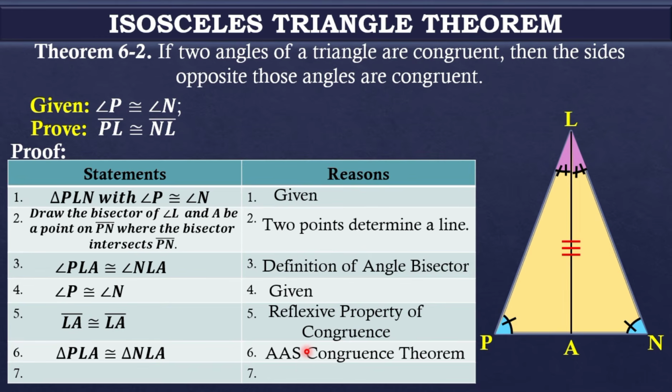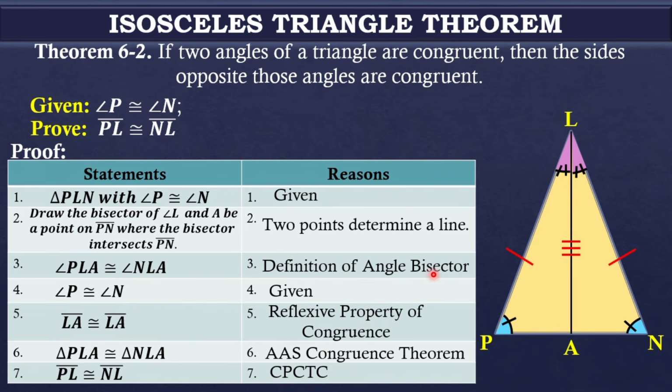So, ngayon, na-prove na natin na yung dalawang triangles are congruent. So, once na ma-prove mo na yung dalawang triangles are congruent, ibig sabihin all of their corresponding parts are congruent. Automatic na yan. So, ito, congruent siya dyan. Itong angle na to, congruent siya dyan. So, lahat ng parts niyan congruent na kasi na-prove na natin na yung dalawang triangles are congruent by AAS congruence theorem. So, therefore, we can say that segment PL is congruent to segment NL by CPCTC. So, corresponding parts of congruent triangles are congruent.